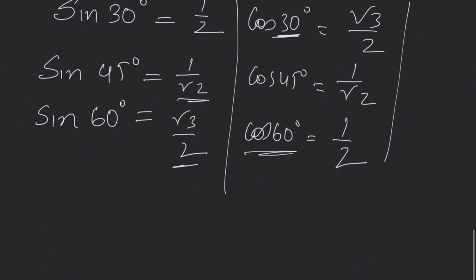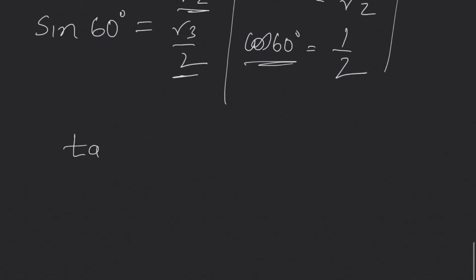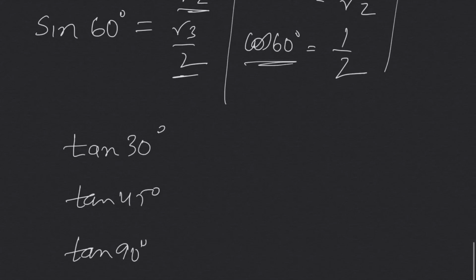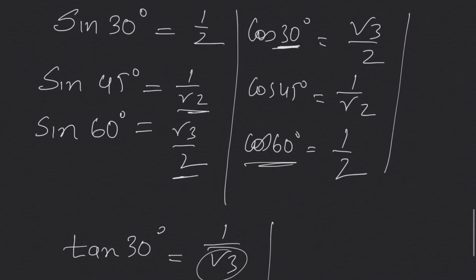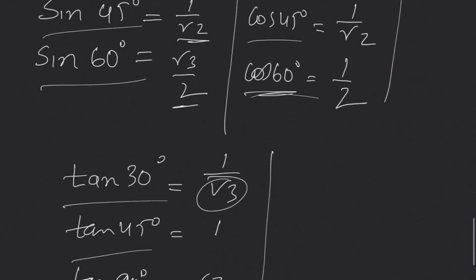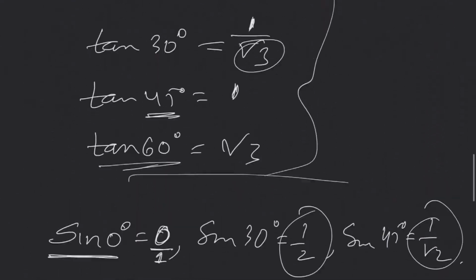Now, easy to remember again. For tan 30 degree, tan 45 degree, tan 60 degree: tan 30 degree is 1 by root 3, tan 45 degree is 1, tan 60 degree is root 3. So this is how we remember the values, and most of the questions will be from here. This is how you remember the values for this.